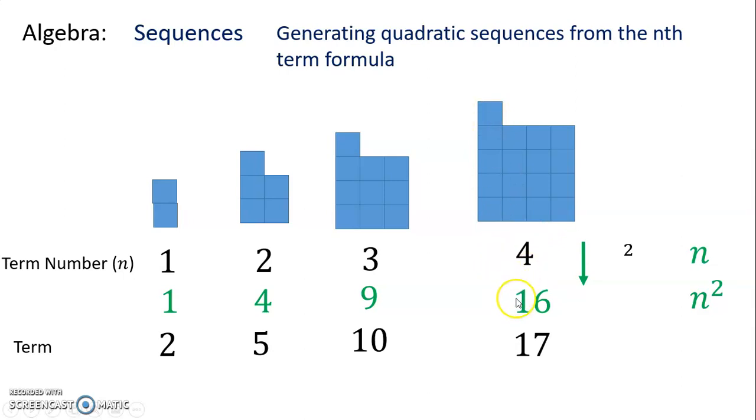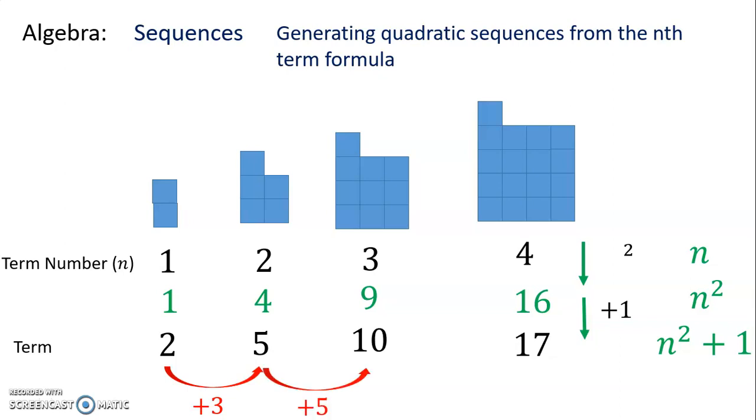So this is still a quadratic sequence. It's still based on the square numbers, but instead of just n squared now, I'm actually squaring and then adding 1. So my nth term formula is square first and then add 1. So n squared add 1. And if I look at the term to term rule, you can see I'm adding 3, then I'm adding 5, and then I'm adding 7. So we're still getting this sort of pattern, but we certainly don't have a common difference.